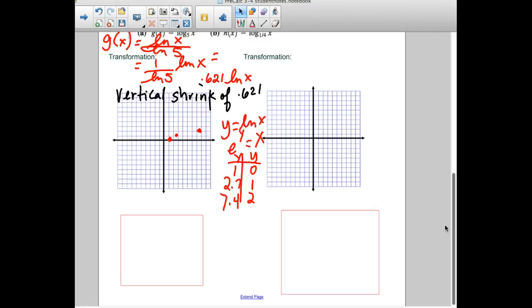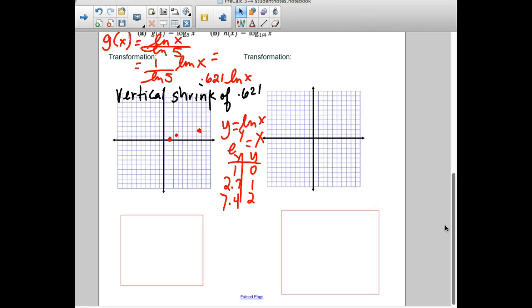Looks like a normal log graph. Where would the asymptote be? At x equals 0? Okay, so what do we have to do to these points? Shrink them. All right. When we do a vertical shrink, we are shrinking the y values.